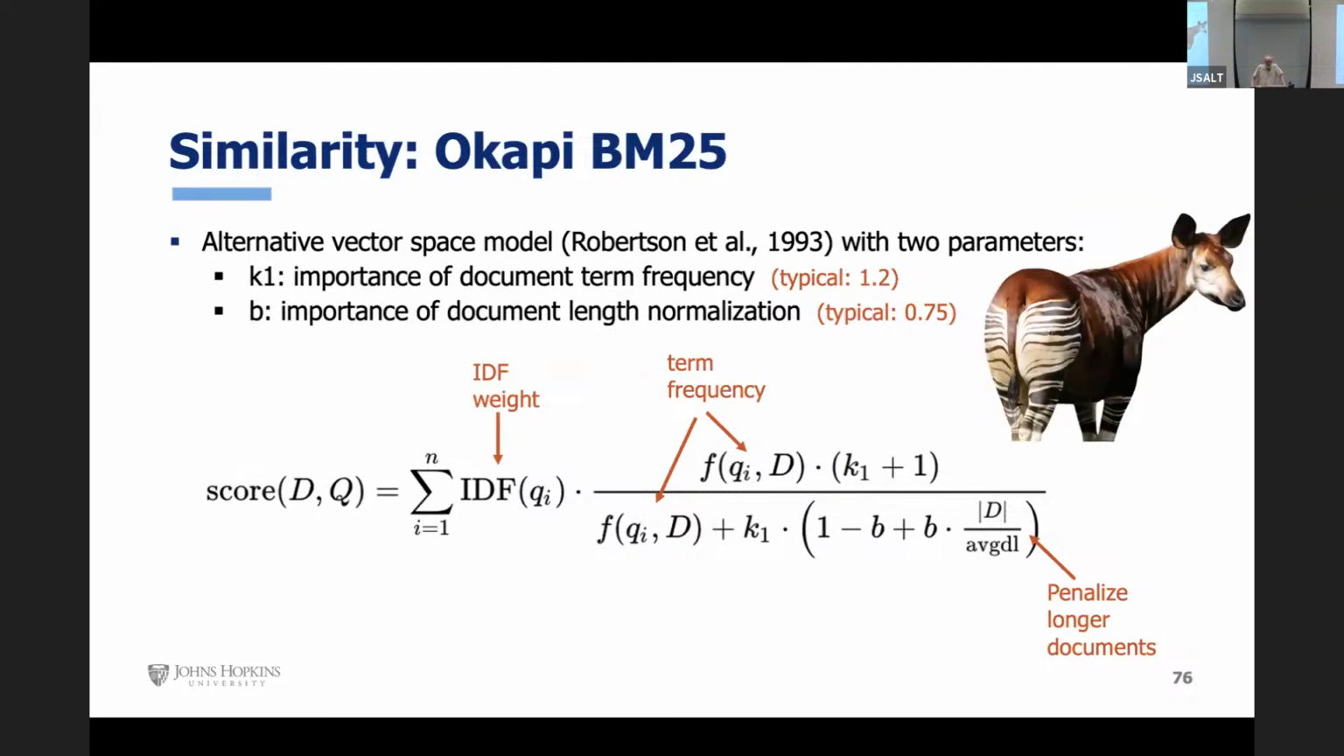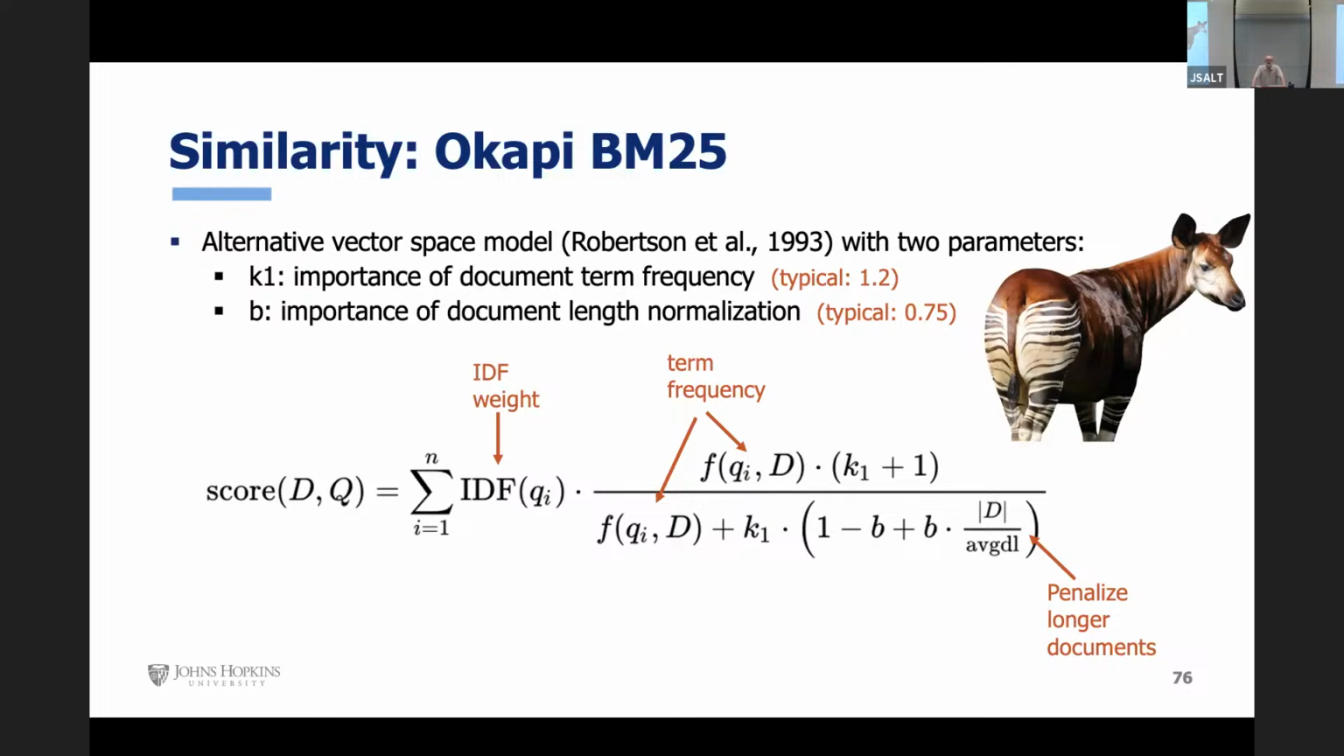A third similarity metric is called Okapi BM25. This is a similarity metric that takes into account both the importance of the document term frequency and it normalizes for the length of the document. So if you have longer documents that match the same number of terms, it's probably not as good as a shorter document, because the shorter document is going to be more focused on your topic. So there is, in the lower right here, a penalty for document length.